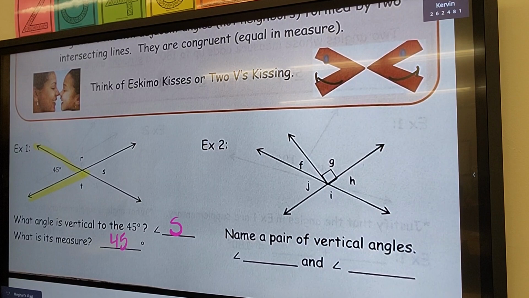Example 2, name a pair of vertical angles. Farah? H and J. H and J, yeah. Was there any questions about that? No. Okay.